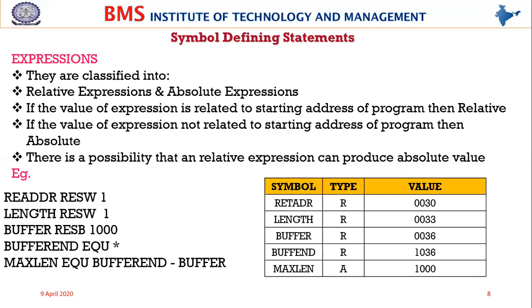Among them, return address, length, buffer and buffer end are all relative expressions because they are evaluated relative to the starting address of the program or the location counter. But max length is evaluated by subtracting the buffer value from buffer end. So it gives you an absolute value, that is 1000. So it is called an absolute expression. These things we discussed yesterday in detail.